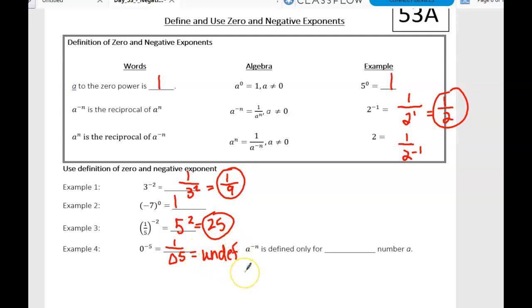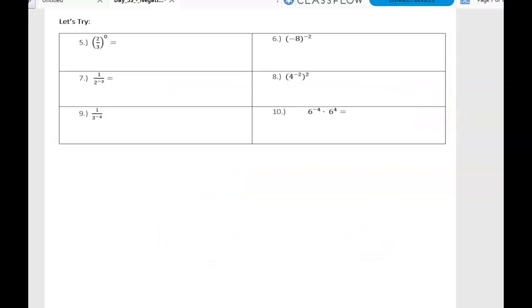All right, so a to the negative n is defined only for non-zero number a. Okay, so it can't be 0. All right. So let's look at some more. Let's try some examples. Again, 2 to the 3rd power, that would be equal to 1.